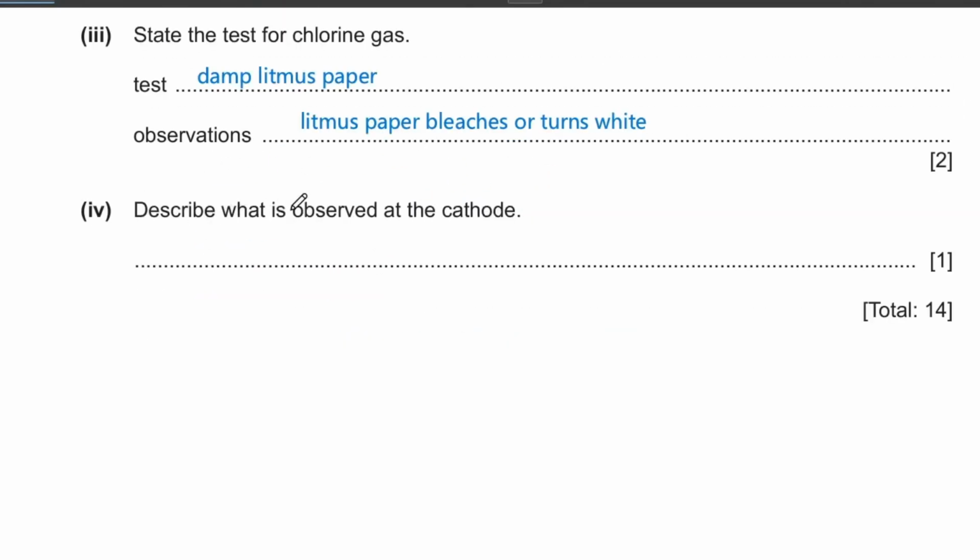Next question, describe what is observed at the cathode. At our cathode, lead will be discharged because the ionic compound is lead(II) chloride. So therefore, what we will see when lead is formed at the cathode is a shiny gray solid.